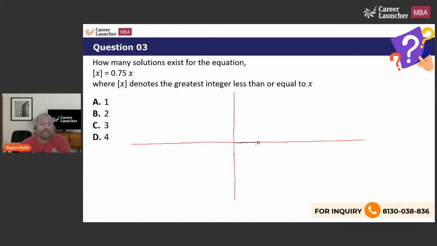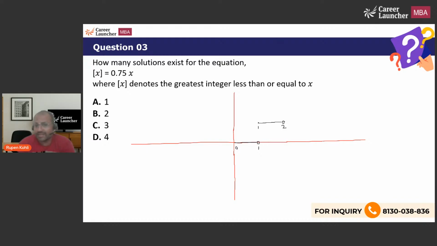So at x equal to 0.999, it is also 0. So from 0 to 1, the value is 0. Exactly at 1, it jumps to 1. So the graph is discontinuous, right? There are sharp jumps in it. So from 1 to 2, as x takes the value from 1 to 2, the output is 1.